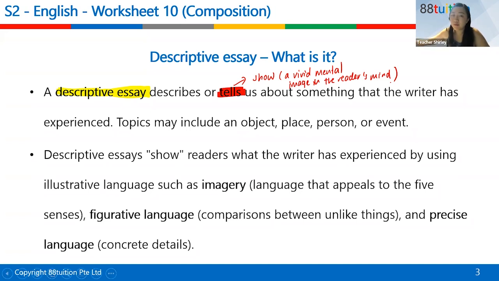For example, she was scared. Instead of telling that she was scared, why not say that the situation sent shivers down her spine, or she trembled in fear, or she was shaking like a leaf. In this case, it really helps to create a vivid mental image in the reader's mind, one that the writer has experienced.